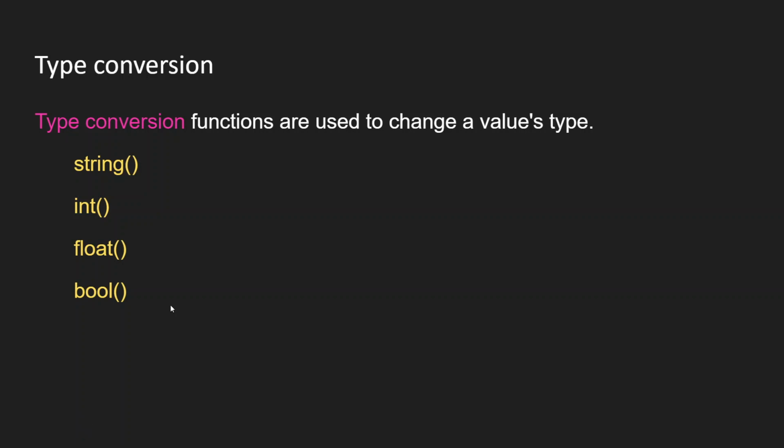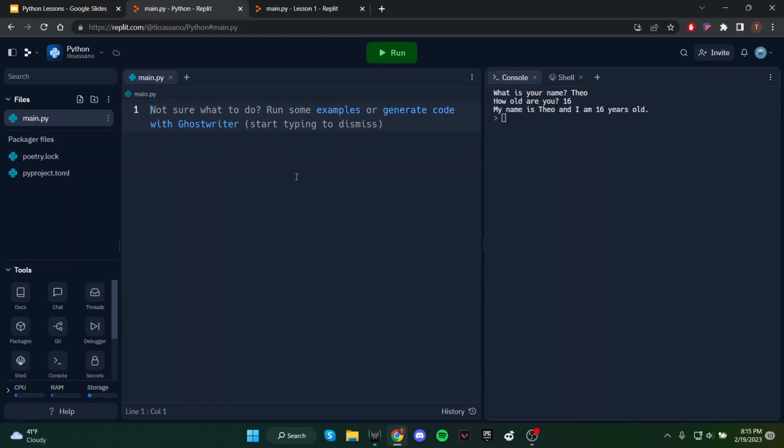Type conversion functions are used to change a value's type. These functions will accept a value, convert it to a type, and return the result. For example, let's say we have a variable and it has a value of a number in its string form. If we want to convert this to an integer form, we can say num equals int of num. So we're calling the int function on this num variable, and we're setting that to the variable.